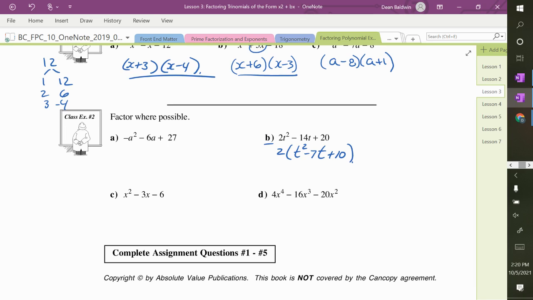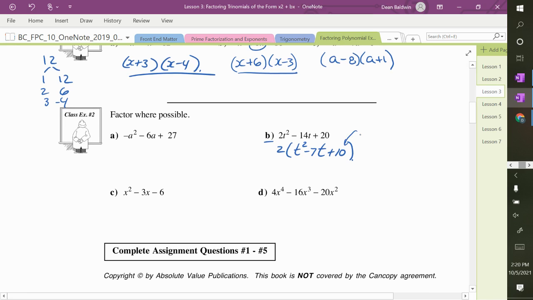Okay. Now you ask yourself, what multiplies to 10 and adds to negative 7? 5 and 2, which one's negative? Both of them are negative, right? Because they need to add to negative 7. So t minus 5, t minus 2. Does it matter if I wrote t minus 2 times t minus 5? The order of the brackets doesn't matter.